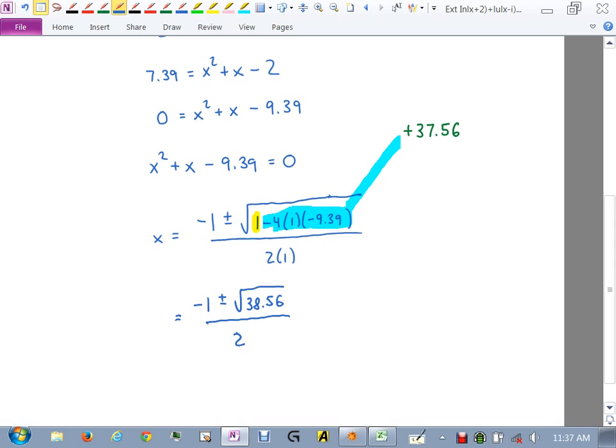Square root of 38.56. I'm getting 6.2096 something. I'm going to say 6.21 is what I'm going to go with. Negative 1 plus or minus 6.21 over 2, which equals, and now I have 2 different scenarios, the plus and the minus, right? I can look at both of these scenarios. If I do negative 1 plus 6.21, that would give me 5.21. Then I divide that by 2.